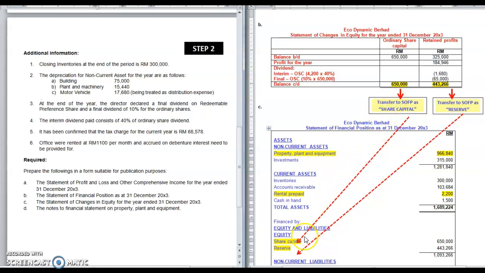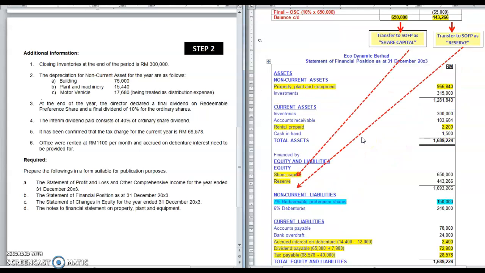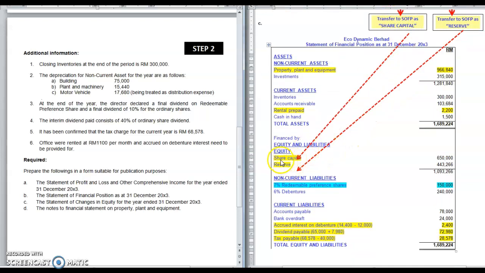Why do we need to summarize it? Because if you refer to SOCI, we already prepared it in detail for each of the components, starting from the opening balance until the computation of the closing balance. Therefore, when we prepare the statement of financial position, we just have to summarize the closing balance of the two main items and transfer it under this heading, share capital and reserve.